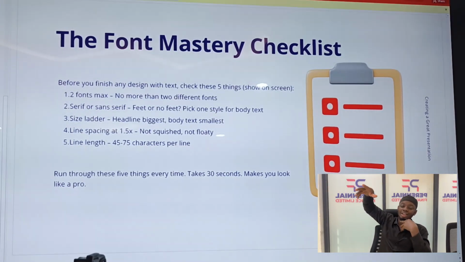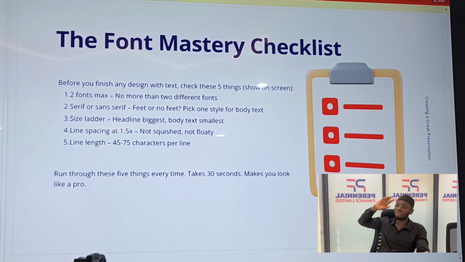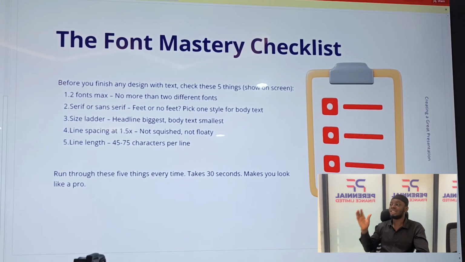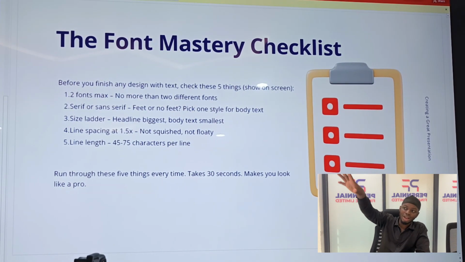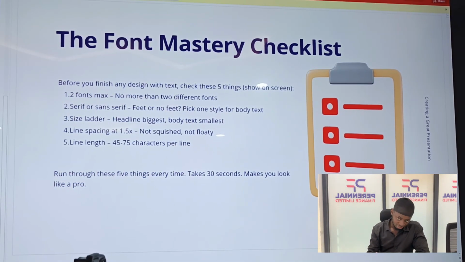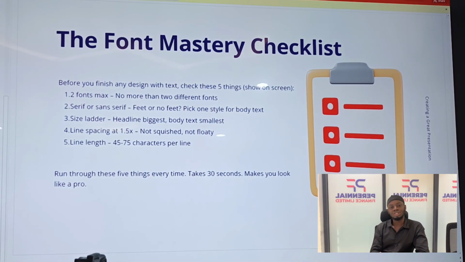And size hierarchy. Make sure you look at it and ask, okay, is my design readable? Which one are they going to read first? Which one are they going to read second? Line spacing and line length. Check those things. Run through these 5 massive things every day. Take 30 seconds to look at it. Did I apply all these 5 rules on my design? And with that, it makes you start looking like what? Like a pro.